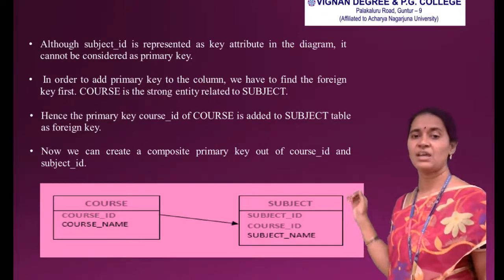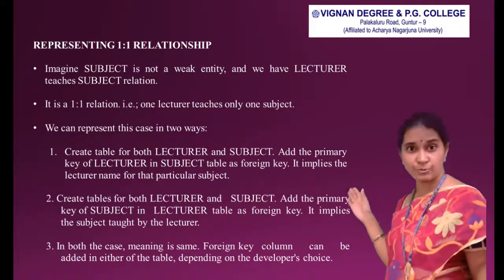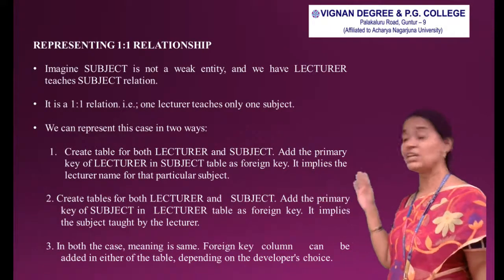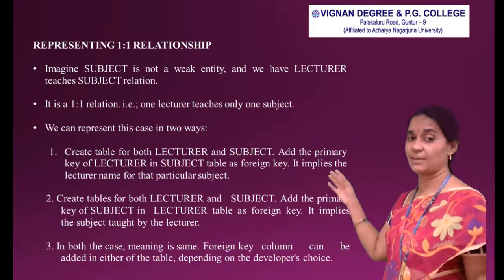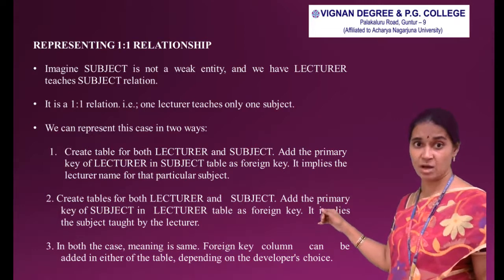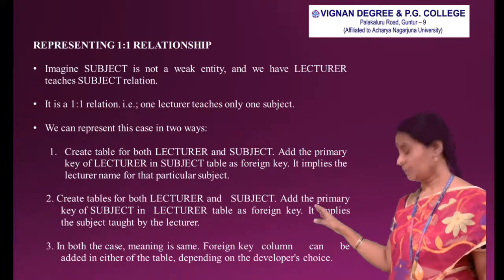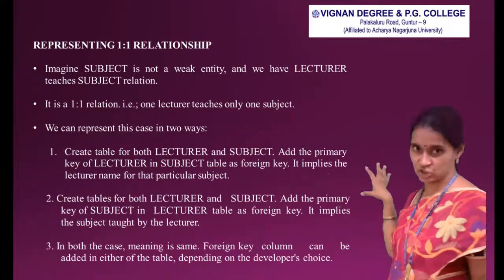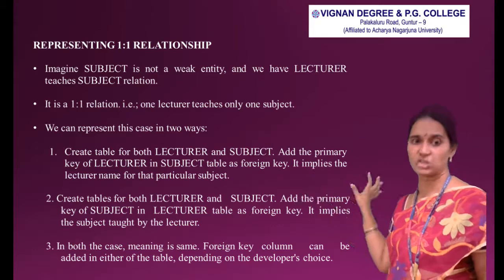Now, the last thing to be discussed is the various types of relationships. How are the relationships represented? The representation of relationships is of three types: one-to-one, one-to-many, many-to-many. Let us now discuss representing a one-to-one and one-to-many relationship. Imagine the student and lecturer. The relationship between the student and lecturer is a one-to-one relationship.